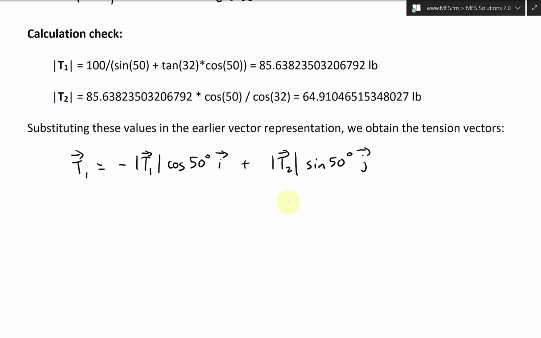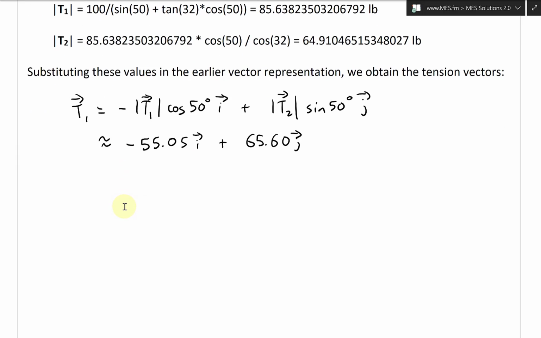Now if you plug in the calculator, it equals, I'll just put that right here. When you plug in the values of these inside here and solve it, I'm going to round this up, it's going to be approximately negative 55.05 I plus 65.60 J. And I'll do a calculation check soon. So that is for T1.